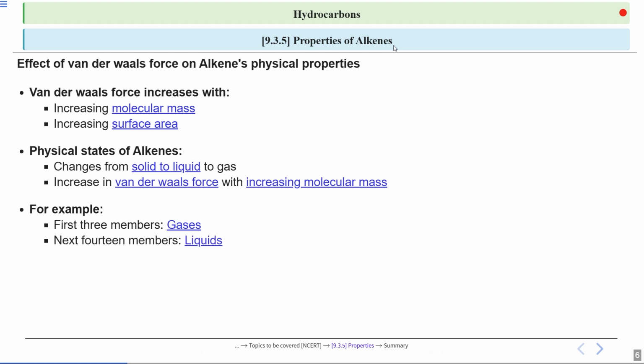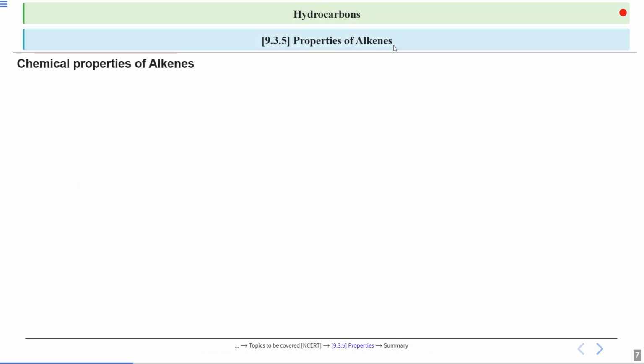Then after those, the next 14 alkenes which have a longer carbon chain are liquids. Their larger molecular mass and greater surface area means stronger van der Waals forces, right? So the molecules are held together more tightly than in the gases, right? And lastly, the upcoming higher alkenes are solid in their physical state due to their higher molecular mass. So this was all about the physical properties of alkenes. Now we will move on to the chemical properties of alkenes.